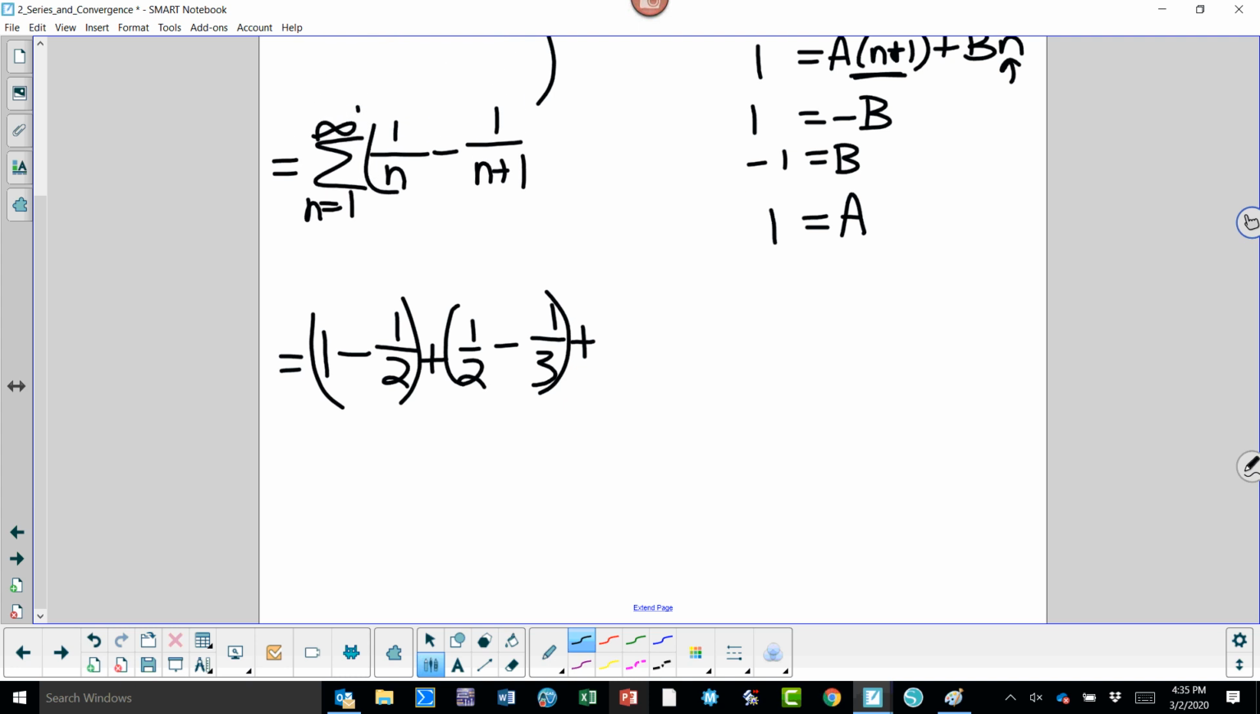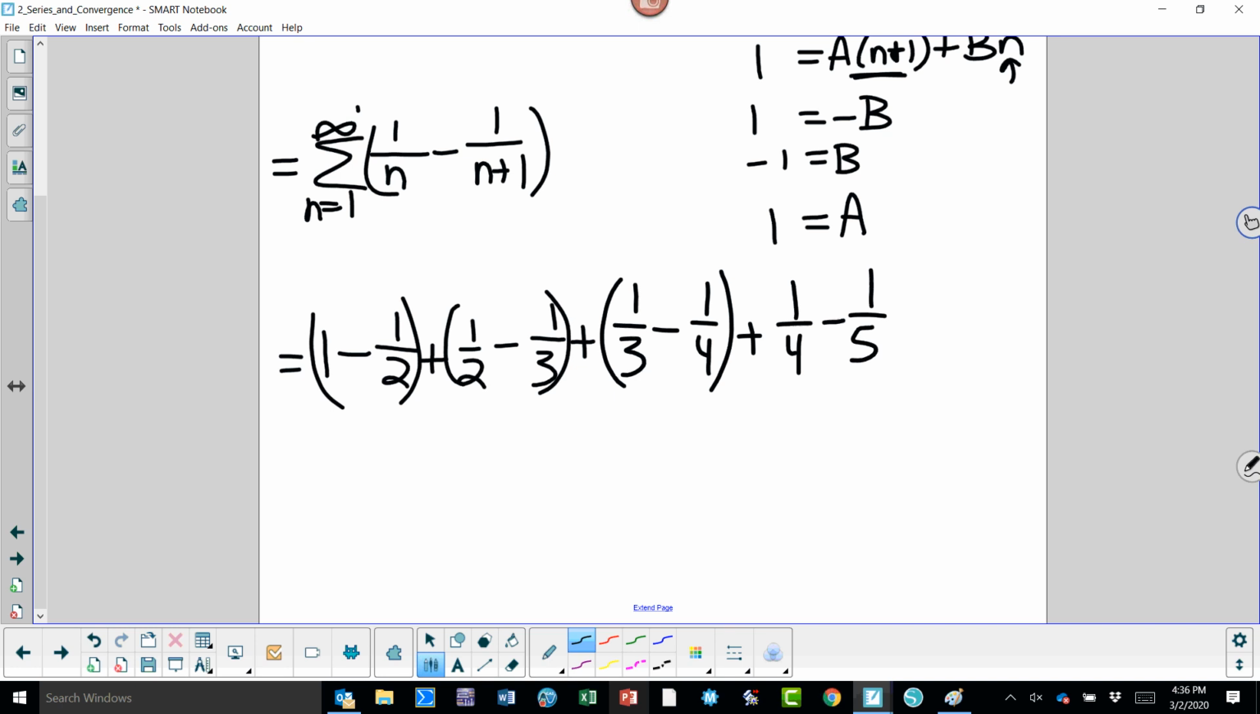same thing. I have parentheses around this again just to kind of show the difference. So now I plugged in 1, then I plugged in 2. Now I'm going to plug in 3. So this will be 1/3 minus 1/4. And then if I plug in 4, I'll get 1/4 minus 1/5.